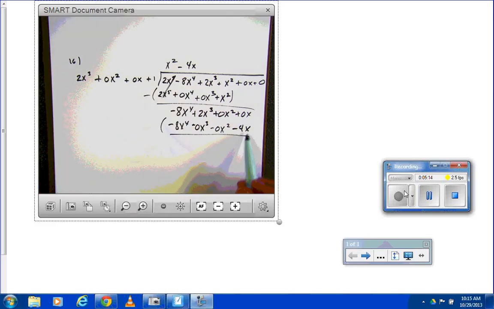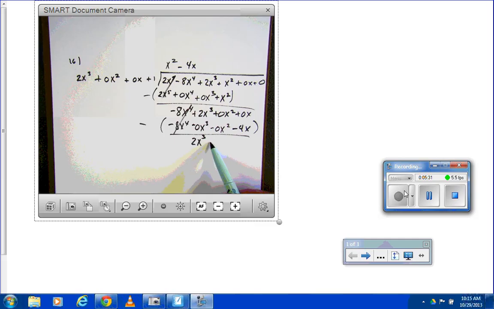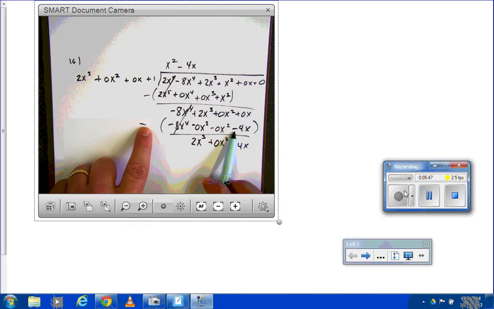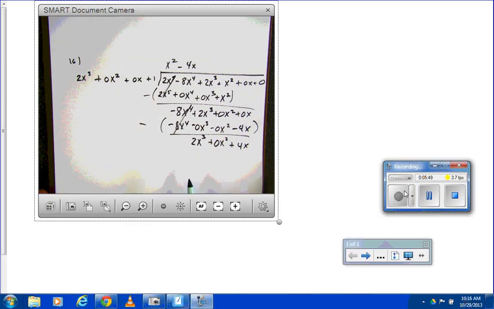All right, let's take all this and subtract it now. So that'll go away. Now what about this? I'm going to get y'all to call it out for me. This would be 2x cubed, plus 0x squared, plus 4x or minus 4x? Yeah, plus 4x, because minus a negative means you're going to add 0 and 4. All right, now let's bring down that last 0. And one more division, thank God.